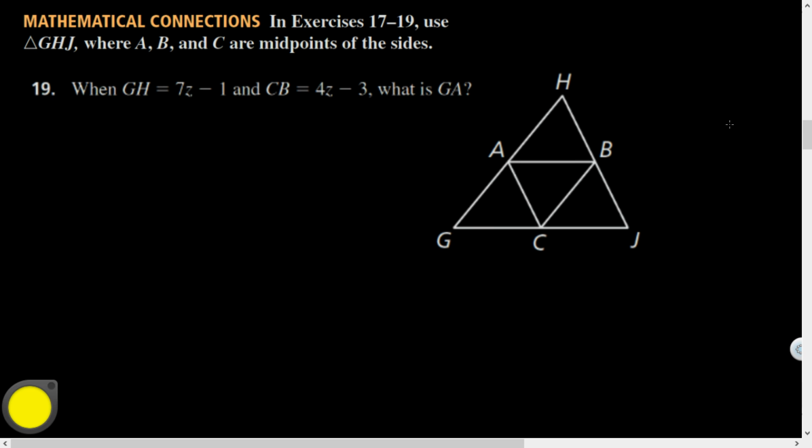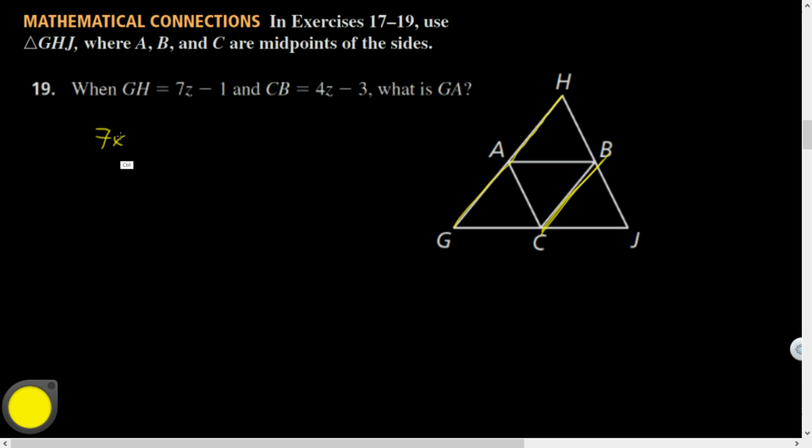All right, let's take a look at question 19. Last question. Use triangle GHJ, where A, B, and C are midpoints. It says GH is 7z minus 1. So, Lauren, that's this one. And CB is this distance right here. We've been given some expressions that relate their lengths. And I would expect that GH is twice as large as CB, or that CB is half as much as GH. So I'm going to do the 7x minus 1 is equal to 2 of the 4z.